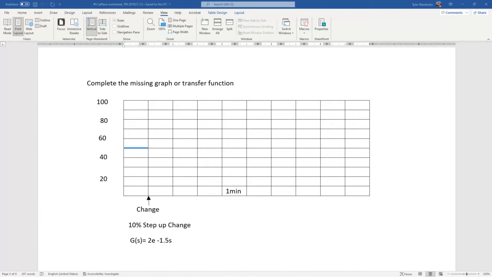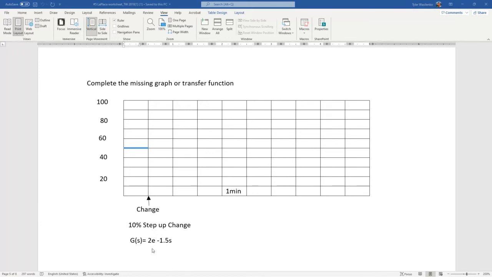In this case, we have a blank graph, so we need to draw a graph based on the transfer function. The transfer function at the bottom of this graph shows G(s) equals 2e^(-1.5s). As we can see, hopefully, down here, 2e^(-1.5s). So our job is to take the information from this and generate a graph.